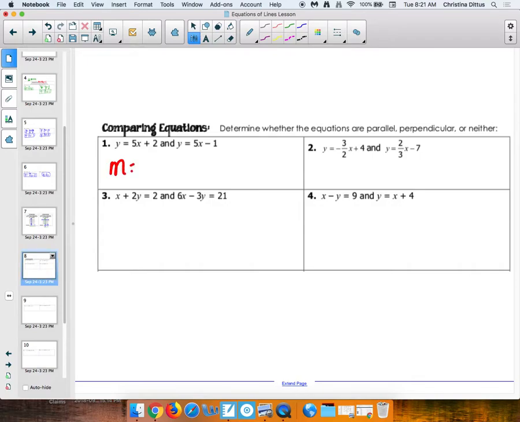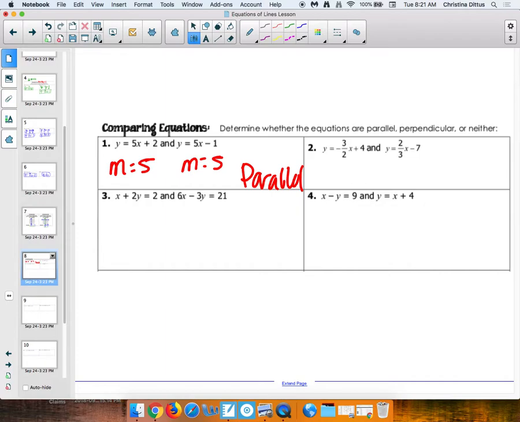5. So this slope is 5. How about in my other equation, y equals 5x minus 5? Our slope is still 5. So what kind of lines are these? Parallel. They are parallel. Is that all we have to do? Well, we'll make it a little more complex than that, but yes. All you gotta do is find your slope.